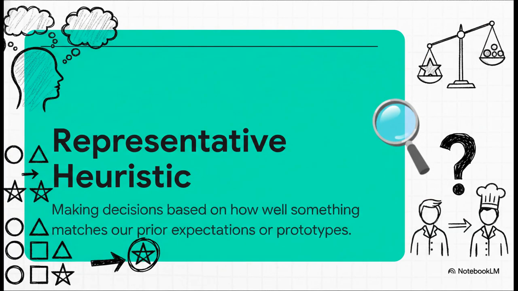Okay, here's another sneaky shortcut, the representative heuristic. This is when we make a judgment based on how well something matches our mental prototype, and in the process, we totally ignore logic or actual statistics. For instance, if you meet someone who's quiet, wears glasses, and loves to read, you might automatically guess they're a librarian instead of, say, a salesperson. Why? Not because it's statistically likely, but because they just represent our idea of what a librarian is like.